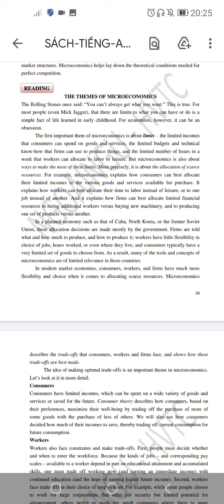In modern market economies, consumers, workers, and firms have much more flexibility and choice when it comes to allocating scarce resources. Microeconomics describes the trade-offs that consumers, workers, and firms face, and how these trade-offs are best made. The idea of making optimal trade-offs is an important theme in microeconomics. Let's look at it in more detail.